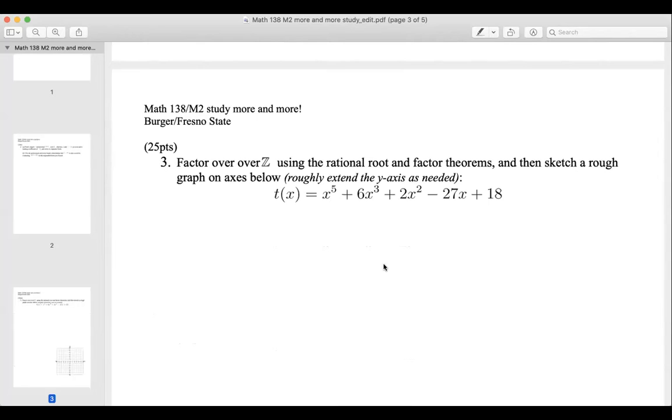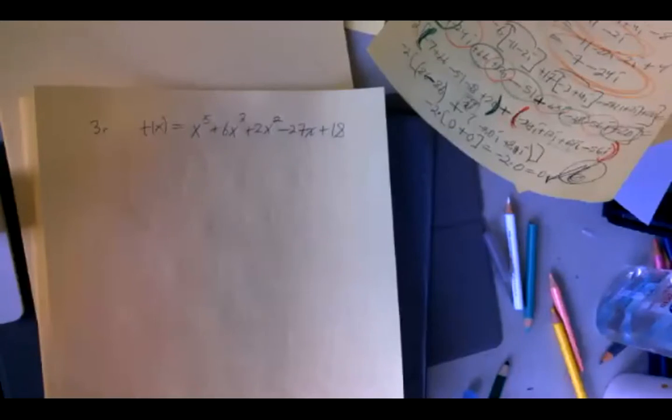Just factor in rational root theorem, problem 3. T of x is x to the 5th. If somehow I don't finish, I'll stay here and finish it and post it. If you have to leave, I'll post it. But if you don't have to leave, I'm gonna just keep working.